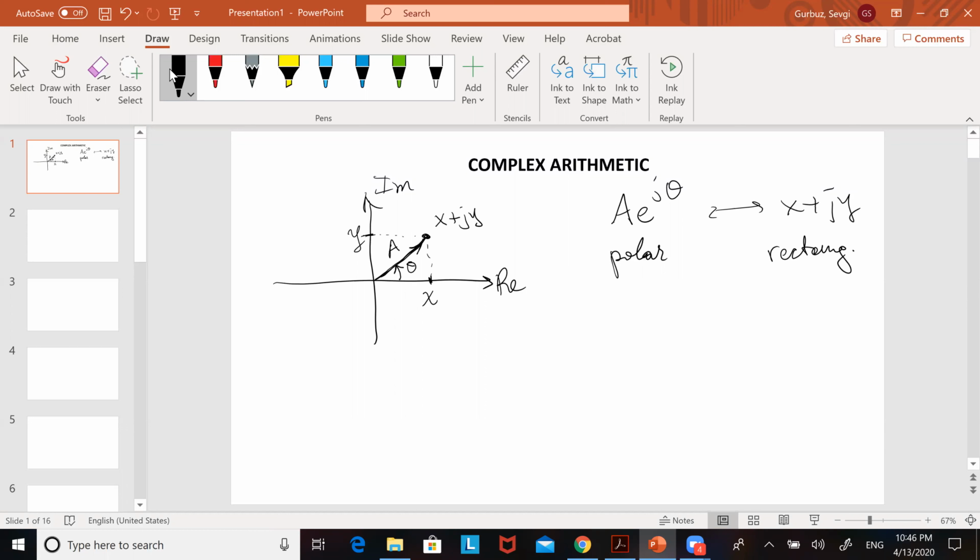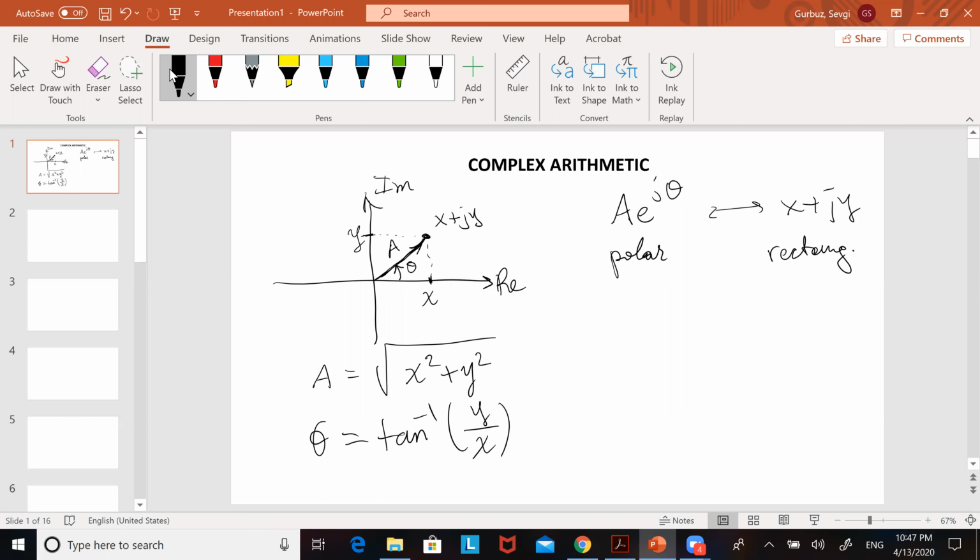The conversion between these two can be done by just considering trigonometry on this diagram. For example, the magnitude A can be written in terms of the Pythagorean theorem by just taking the square root of the sum of the squares. So we would write that A equals the square root of x squared plus y squared. Conversely, we could find theta by just taking the tangent inverse of y divided by x. So this would be the arctangent of y, which is the imaginary component, divided by x, which is the real component.